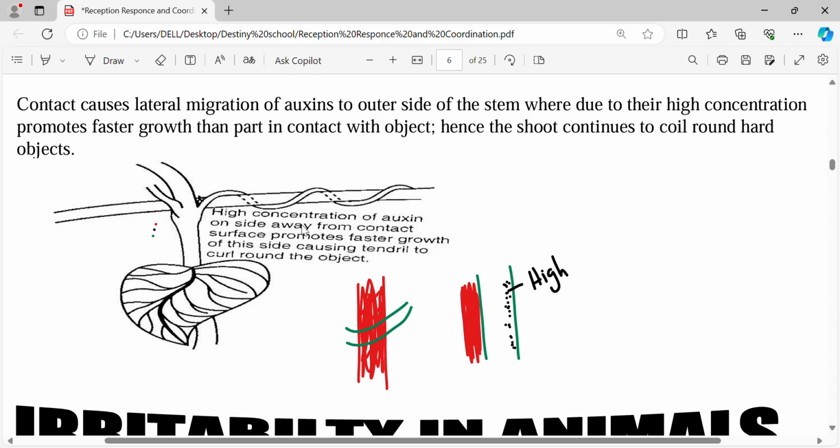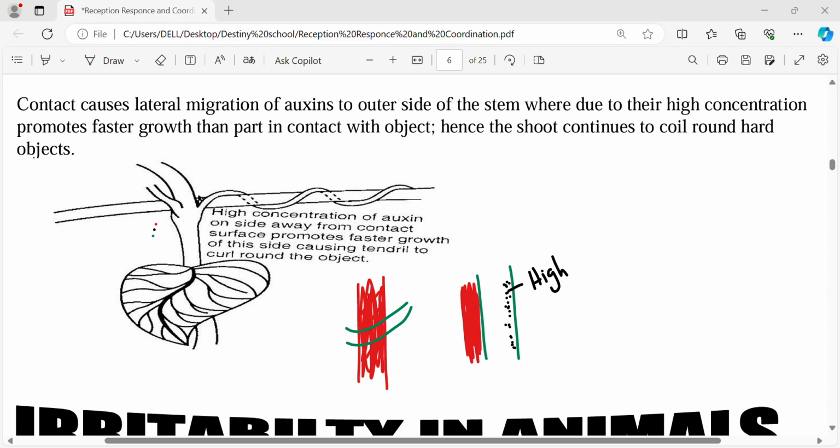So that's how simple it is. What you need to understand is that a high concentration of auxin on the side away from the contact surface promotes faster growth of this side, causing the tendril to curl around the object. So that is what you need to master. It's very simple. Something like this is exhibiting thigmotropism.